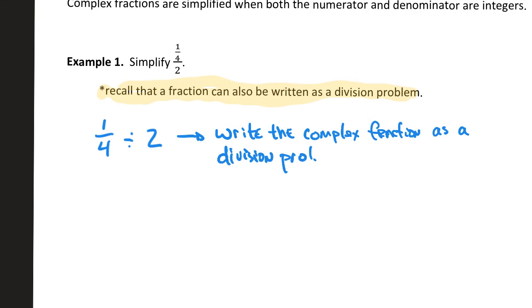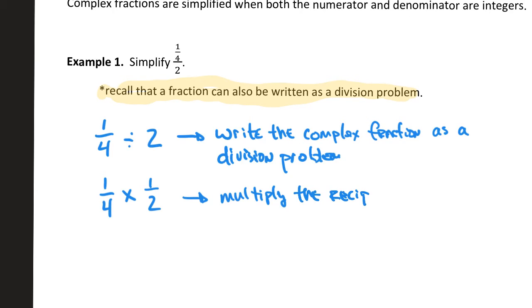Our first step, you're going to write the complex fraction as a division problem, okay? And then if you remember when we divide fractions, we actually multiply by the reciprocal, right? So the second number, the 2, we're going to multiply by the reciprocal. So what's the reciprocal of 2? The reciprocal of 2 would be 1/2. So now we're going to multiply by the reciprocal, and then we're going to simplify.